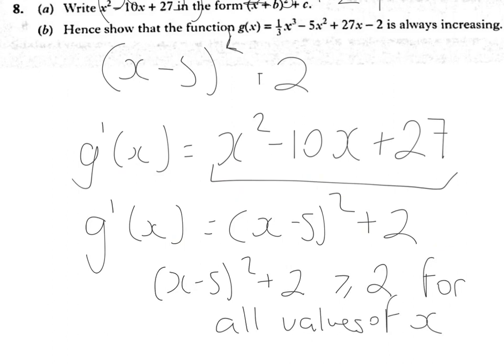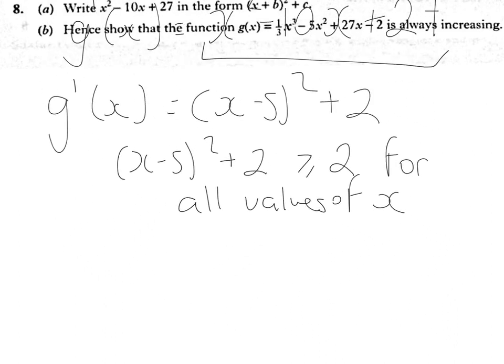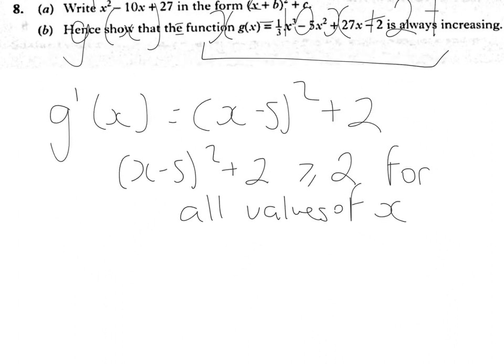So what we're saying at that point really is that x minus 5 all squared plus 2 is a measure of the gradient. So what we're really saying is the gradient is greater than or equal to 2 for all values of x. Therefore, the function is always increasing.